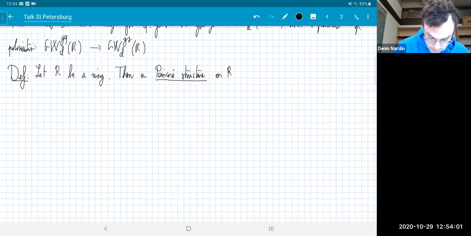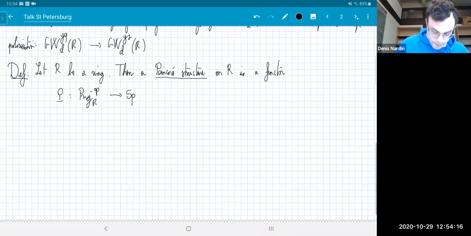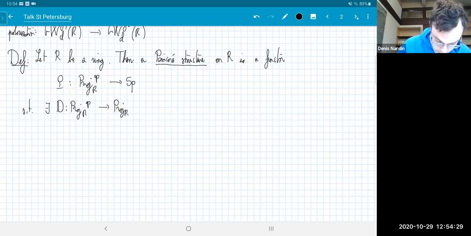On R is a functor kappa from Proj R up to spectra, such that there exists a duality. Maybe I'll explain better later what a duality is. But if you think of it like the involution on Proj R, you're not going to be very wrong.